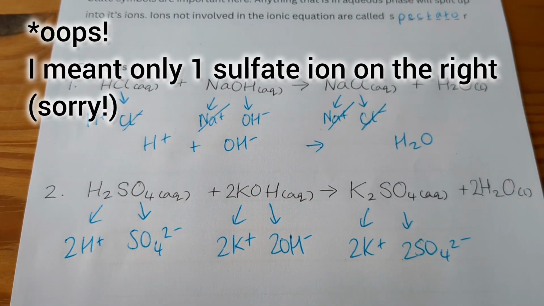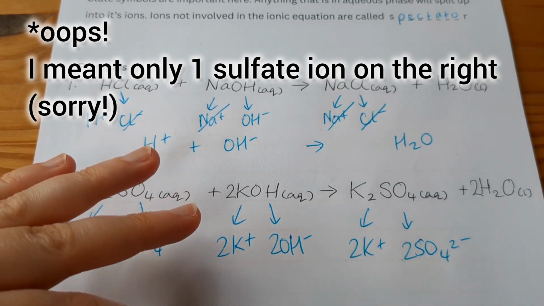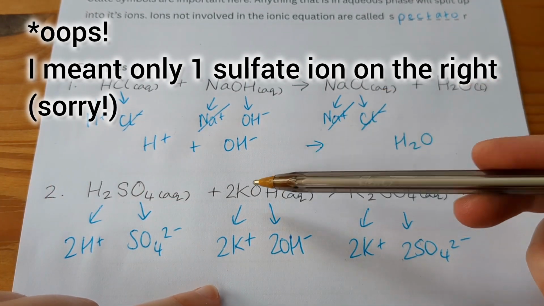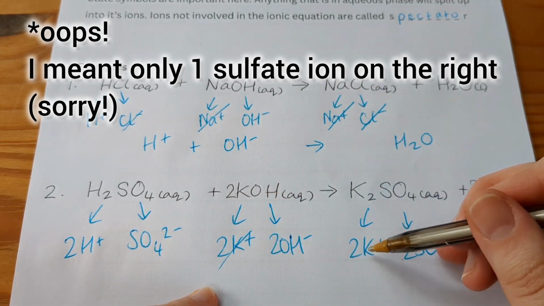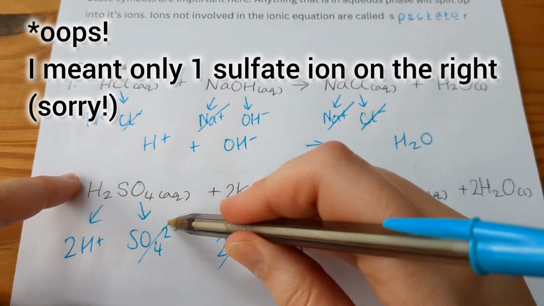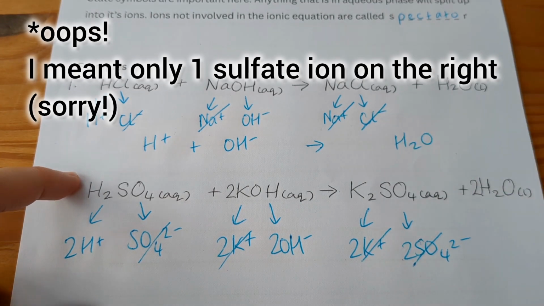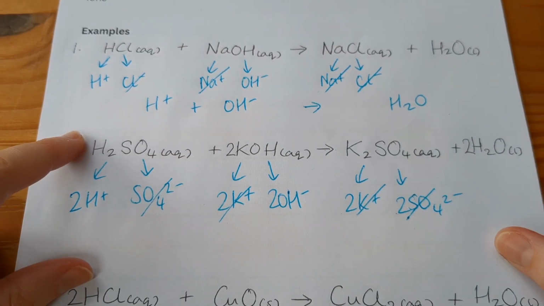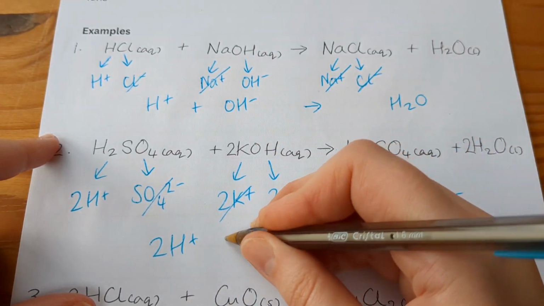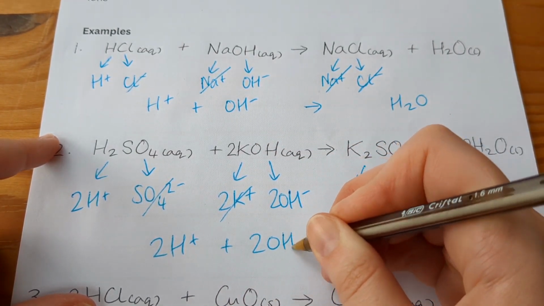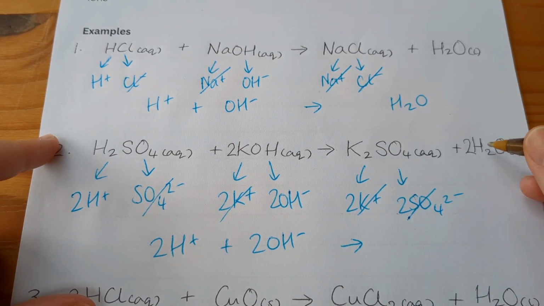Okay, same thing. So we're going to look for the same type of ion that appears on both the left and the right of this arrow and cancel them out. So we've got potassium, we've got sulfate, and what are we left with? That will be the ionic equation. So we've got 2H plus and 2OH minus, which gives 2 waters.